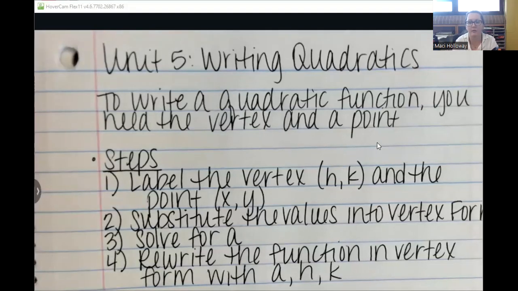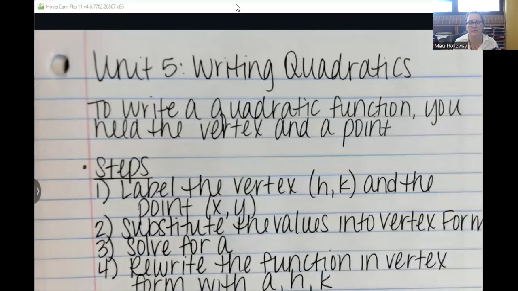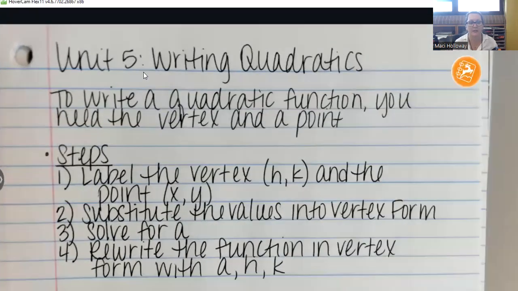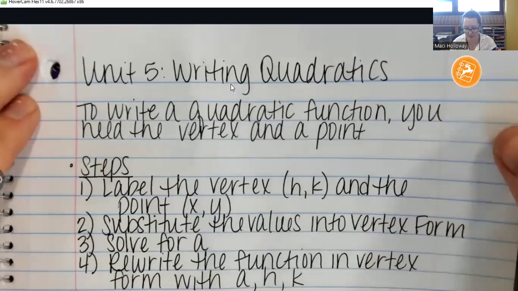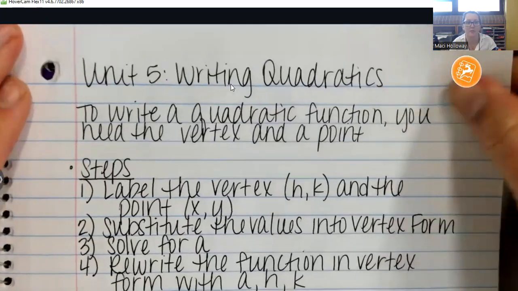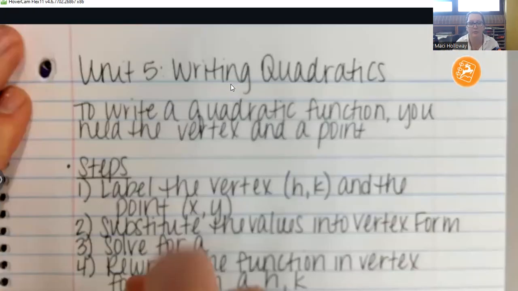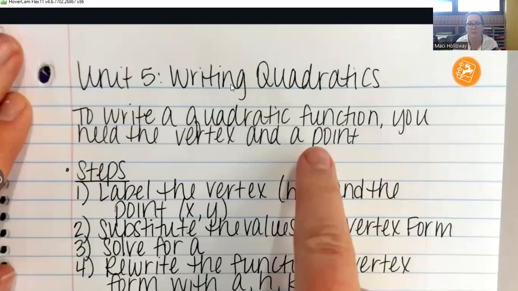Okay, so we are going to complete this portion of Unit 5 by looking at writing quadratics. We have learned how to graph quadratics and how to tell the transformations. Now we're going to be writing quadratics. In order to write a quadratic function, you need the vertex and a point.